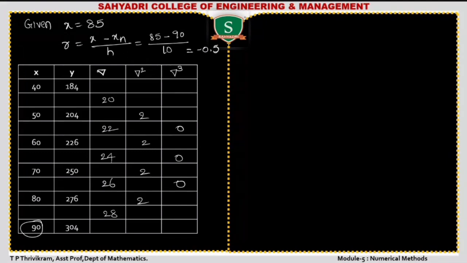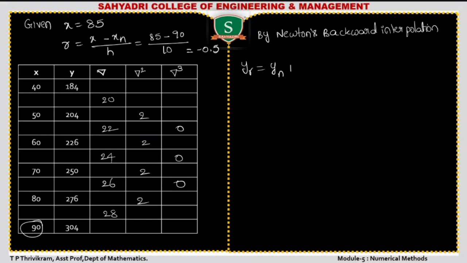Now, by Newton's backward interpolation, y r is equal to, to start with, yn plus r into delta yn, plus r into r plus 1, divided by 2 factorial, into del square yn.